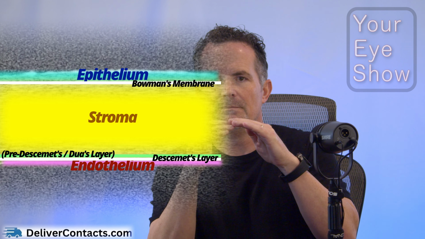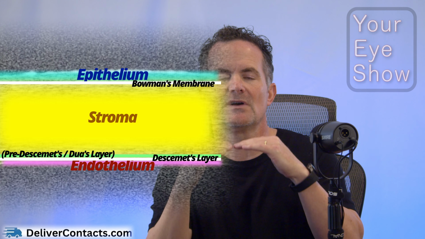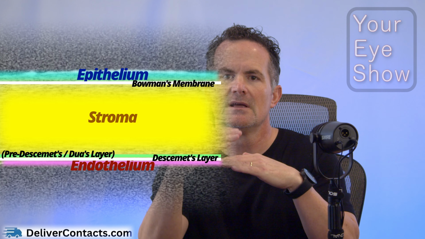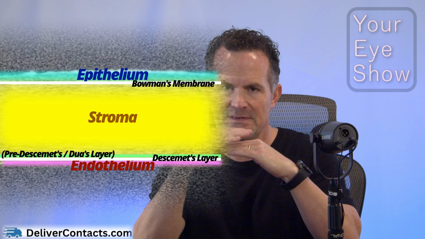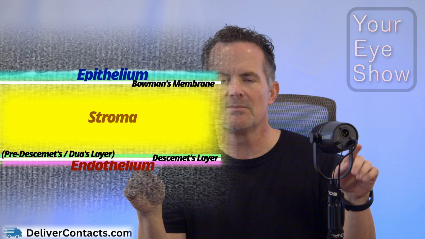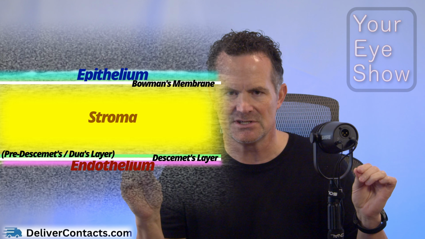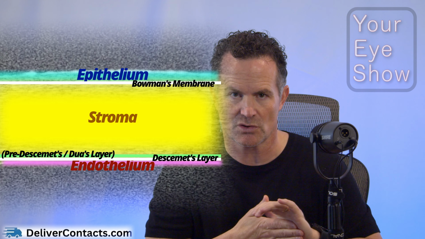Okay, the Bowman's layer is more a part of the front surface of the stroma, where the basement membrane of the epithelium is the back surface of the epithelium. It's where the two come together, okay? But that Bowman's layer is important because it's extra thick, it's extra tough. It keeps things from getting deeper into the stroma, okay?